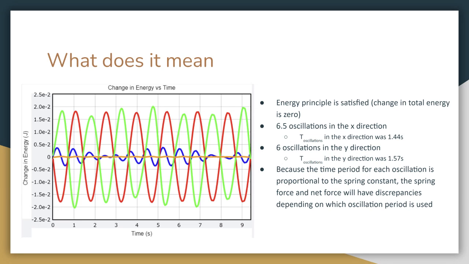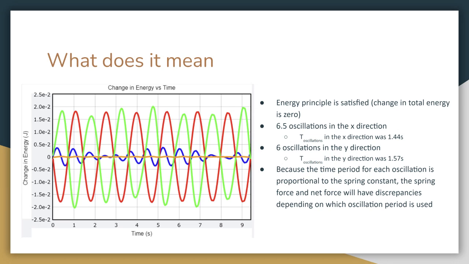And another question in the what does it mean? The x versus y oscillation period. I had 6.5 oscillations in the x direction, which gave a 1.44 second time for oscillation. But then I had 6 oscillations in the y direction, which gave a 1.57 second time for oscillation.